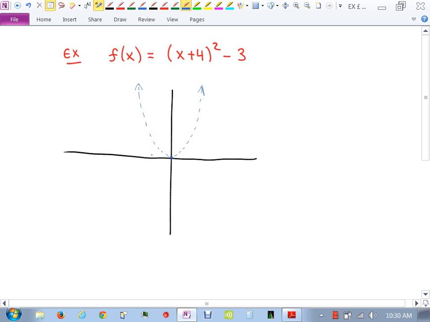So I'm going to go left 4, 1, 2, 3, 4. I'm going to draw another dotted version. So that's just my left transformation. And then down 3. So here's my point. It's going to come down 3, 1, 2, 3, right here. Here's my final version. It's here. I do not care where it passes through. That's it.